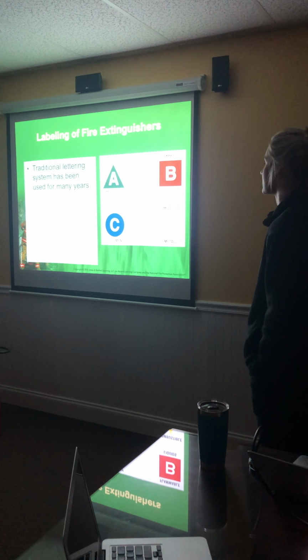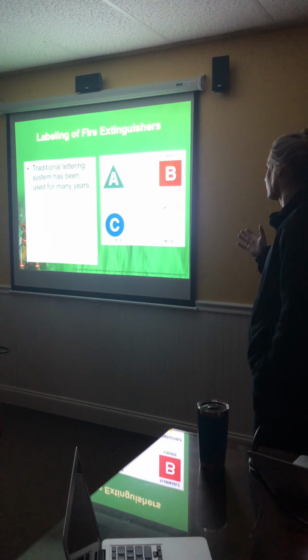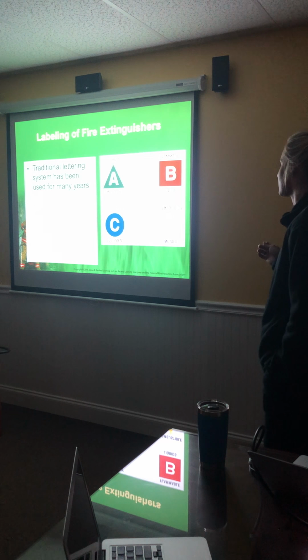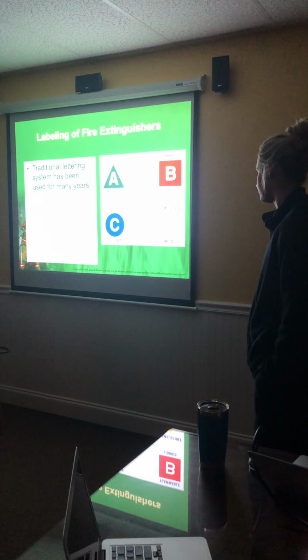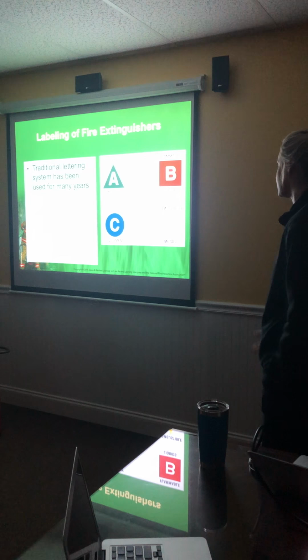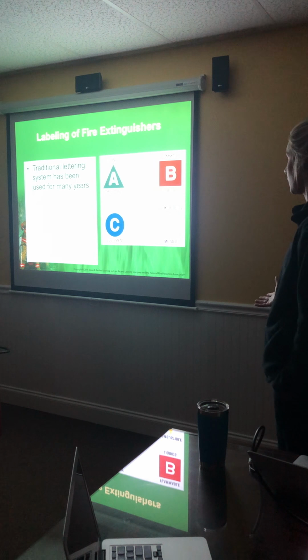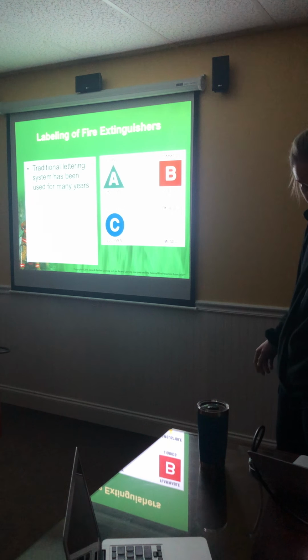Here's some common labelings on some of the fire extinguishers. This is the traditional lettering system. A, ordinary combustibles. B, flammable liquids. C, electrical equipment. And D, combustible metals. And you do notice that there is not one for K.